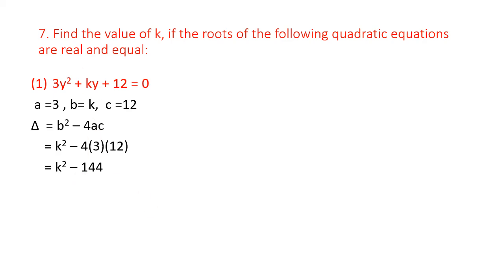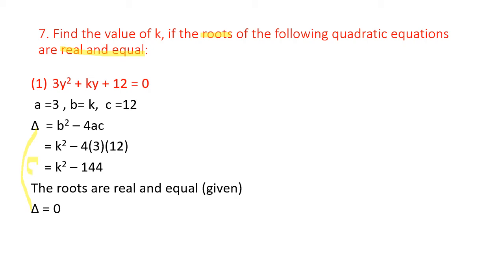But they've told us that the roots are real and equal. This is given to us. Roots are real and equal. That means delta is equal to 0. Yeah, this delta is equal to 0. So instead of this delta, what do I write here? 0. Yeah, so I say k square minus 144 is equal to 0.